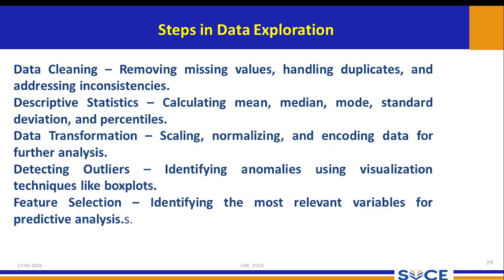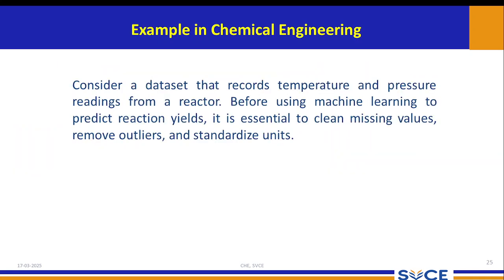Detecting outliers, that means anomalies. Identifying the anomalies, that means deviation from the data, using visualization techniques like box plots. Feature selection: identifying the most relevant variables for predictive analysis. So consider a data set that records temperature and pressure readings from a reactor. Before using machine learning to predict the reaction yield, it is essential to clean the missing values, remove outliers, and standardize the units.